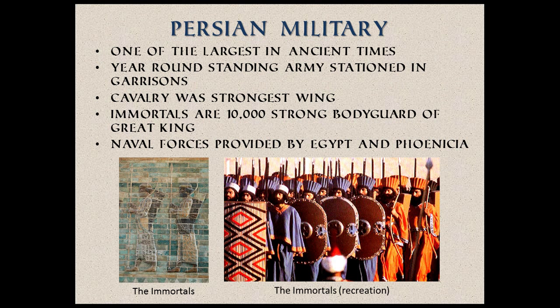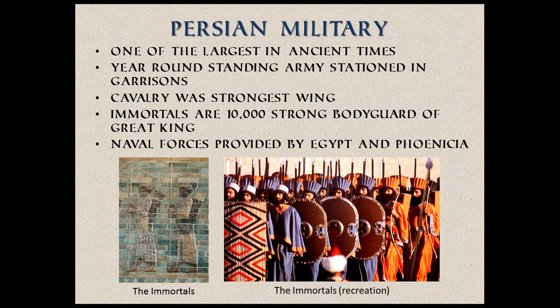Each unit was determined by factors of 10. So the smallest unit would be 10, the next largest would be 100, the next would be 1,000, and so on. The Persian army was a year-round standing army, complete with professional soldiers and numerous specialists. Most of these troops were stationed in city garrisons. During a large-scale conflict, a small percentage of the army remained in these garrisons, while the main body engaged the enemy.